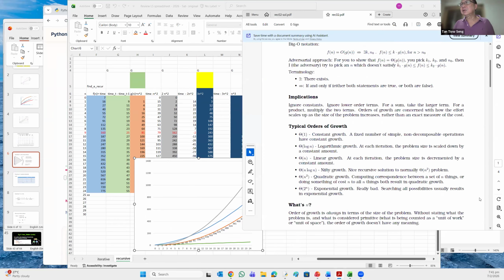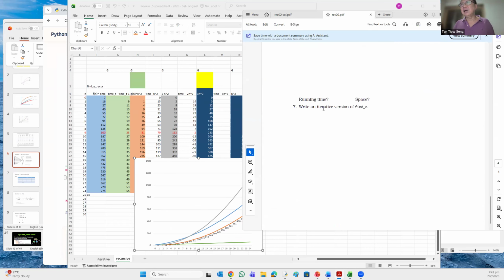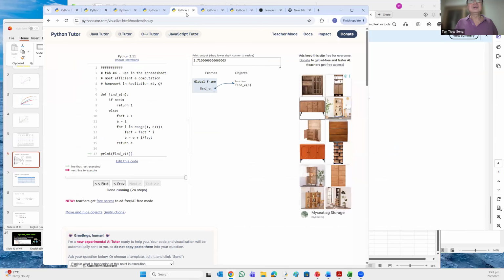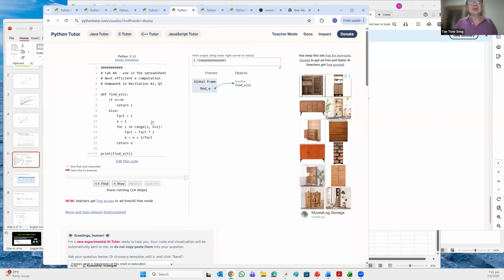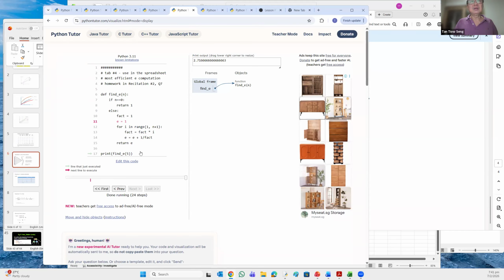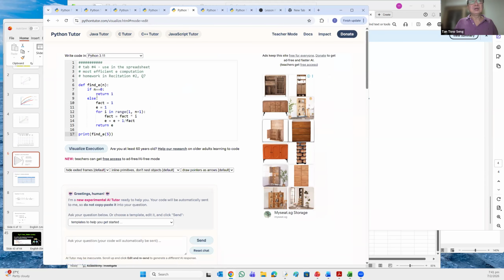The last part is to ask you to write an iterative version of this. I intentionally didn't give it to you. Here is the answer. This is in recitation number 2, question number 7. You could have written it in this manner. So this is the code. You can make everything in here and bake your factorial calculation in here as well.